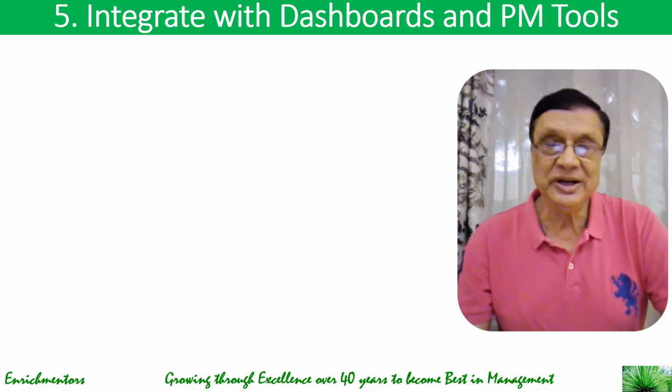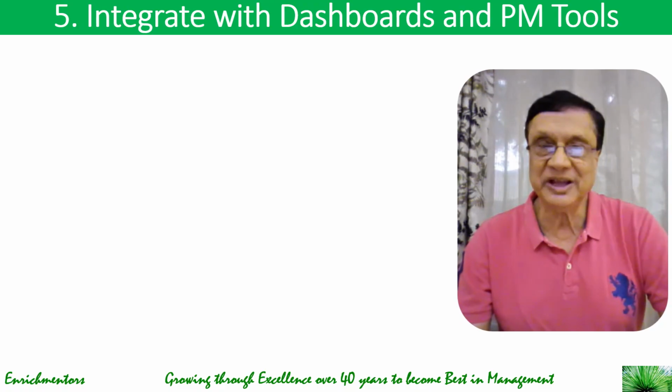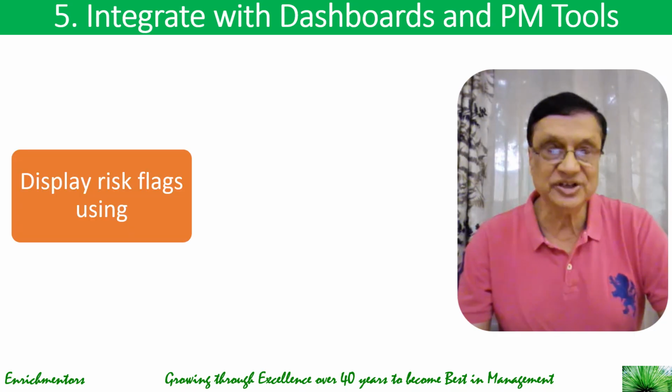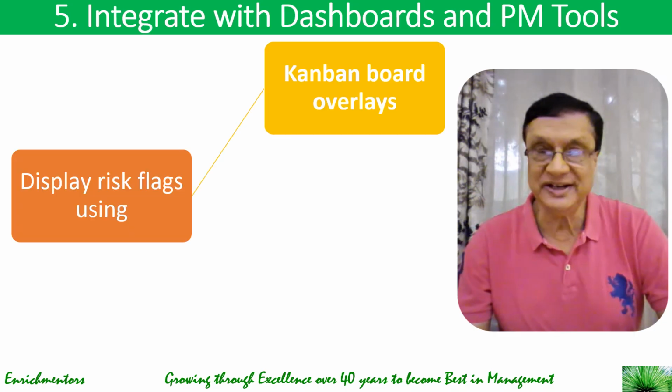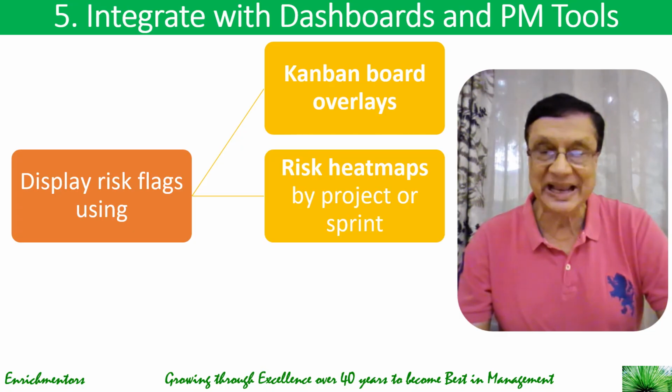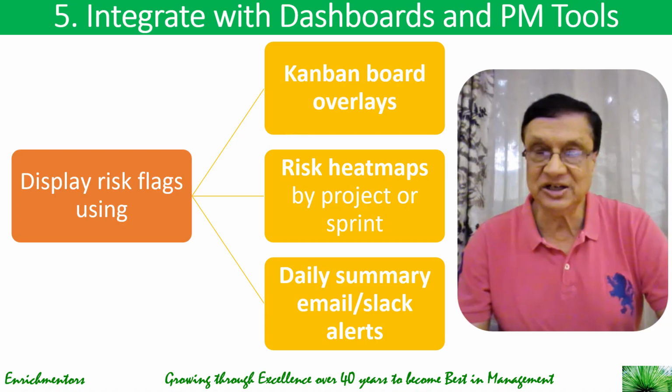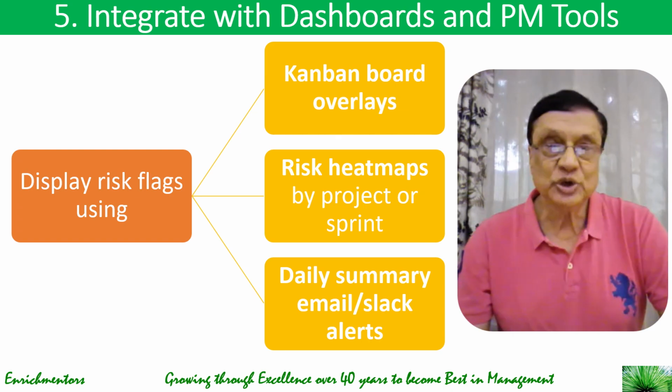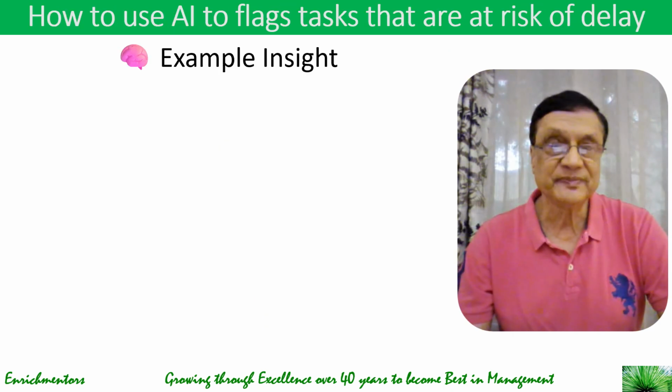Then you are ready to integrate with dashboards and project management tools. You can display red flags using a variety of things like Kanban board overlays with red icons, risk heat maps by project and sprint, and a daily summary email or Slack alert. Say, for example, an email or alert saying that 3 tasks are now at risk. So, like this, you can integrate with dashboards and project management tools.